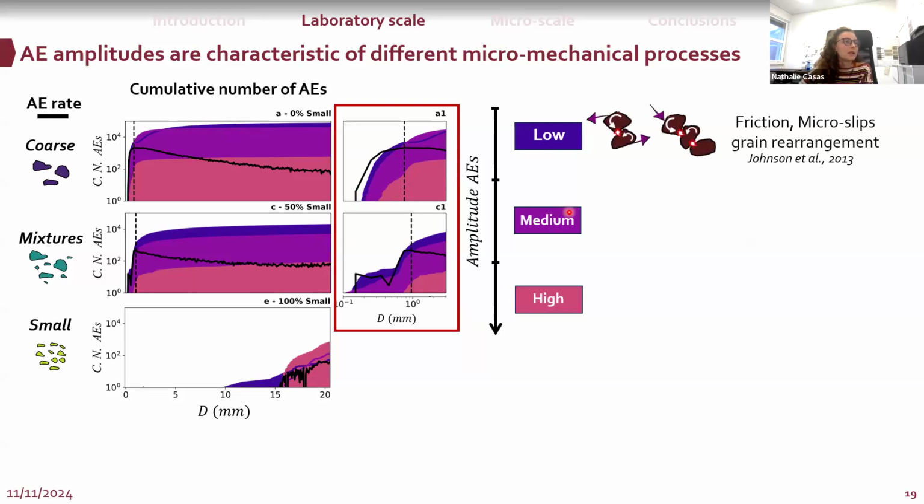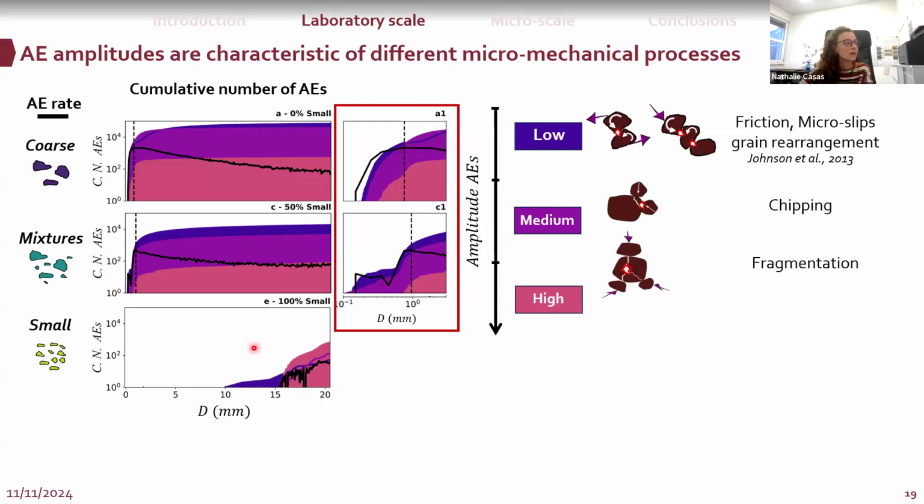And indeed, what we know is that at the start of the experiment, in order for the grains to move, we have some friction and grain rearrangements that can correspond to this low amplitude acoustic emission, which was already found to be a signature of microslips or grain rearrangements. Then maybe the grains start to move, so we have some chipping, a bit of fragmentation happening, while we have this medium amplitude. So we could say that this medium amplitude is maybe characteristic of chipping mechanisms. And finally, we have an increase of fragmentation, and maybe we have bigger fragmentation.